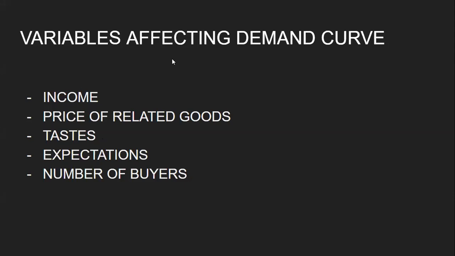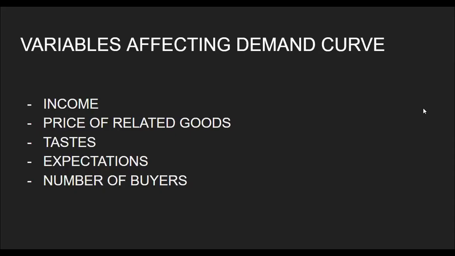Variables affecting demand curve. There are 5 variables that we will study. First is income, second is price of related goods, third taste, fourth expectations, and fifth number of buyers.